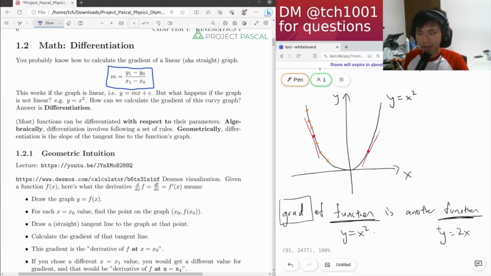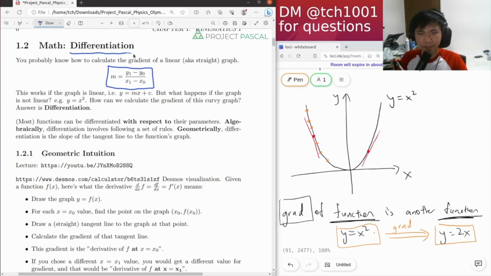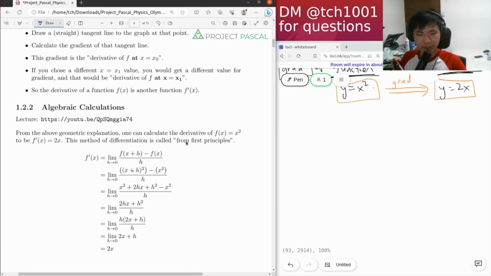Now the question is, how do we find this y equals 2x function from the y equals x squared function? How do we perform this operation of taking the gradient? And this is precisely what differentiation is. Differentiation is finding the gradient of a function. So in this case, the algebraic calculations would look something like that. We say that the derivative of a function, which we denote with f prime of x, is equal to the limit as h approaches 0 of this ratio.